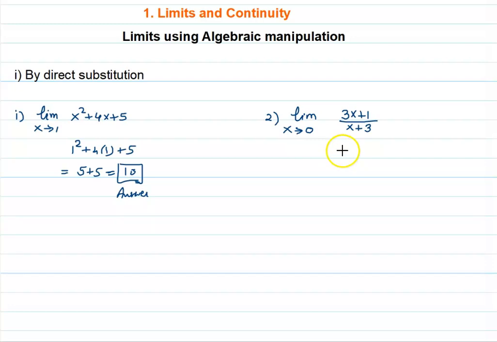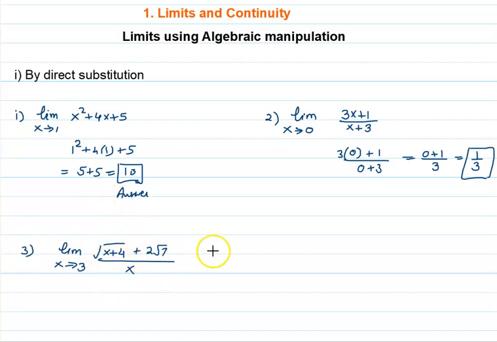Next one is a rational function. Here too we just plug in the given limit, x tends to 0, for the x value and solve it. Again we get a finite value. By direct substitution we always get a finite value as the answer.